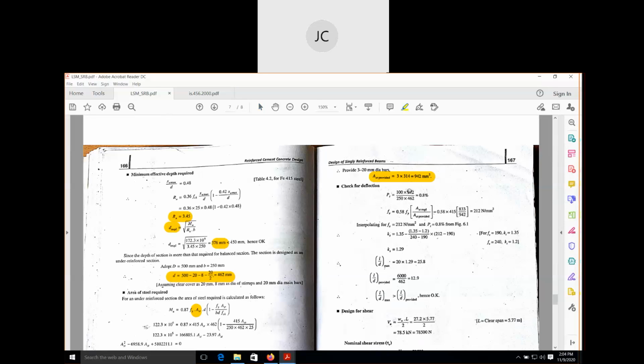100 into AST provided divided by B into D. So we have got that the percentage of steel is 0.8%. Next, this Fs. What is this Fs?